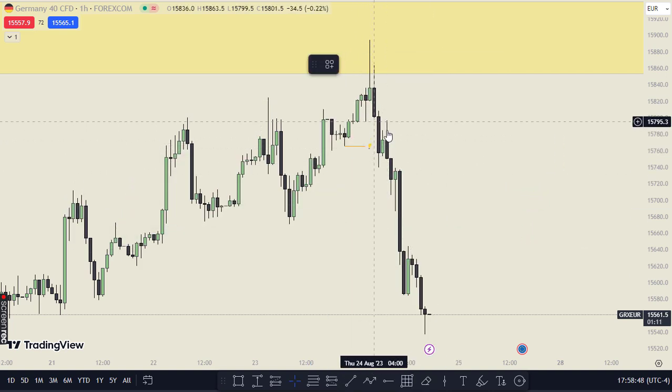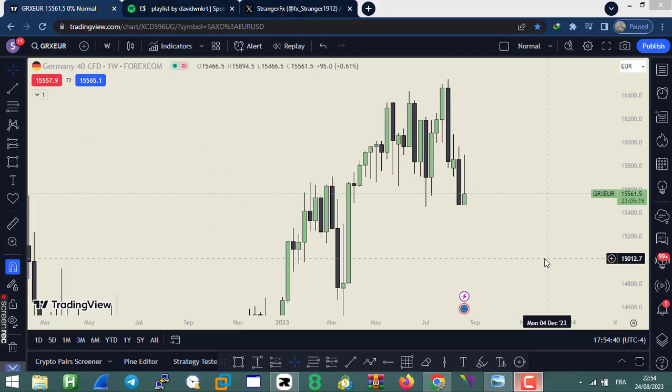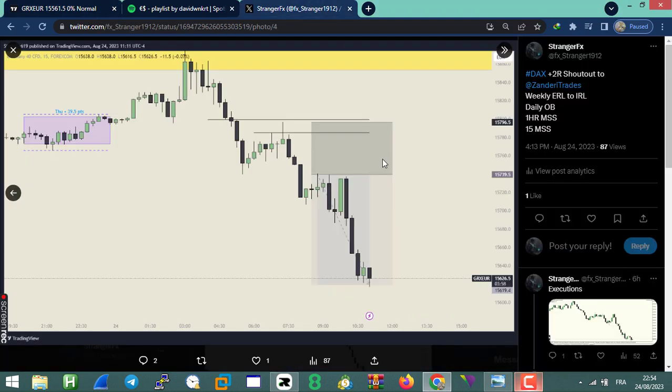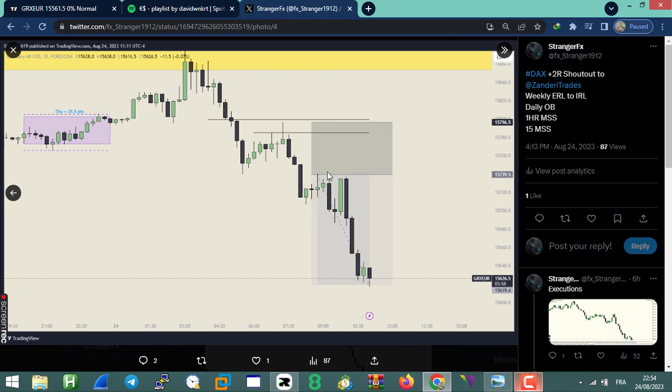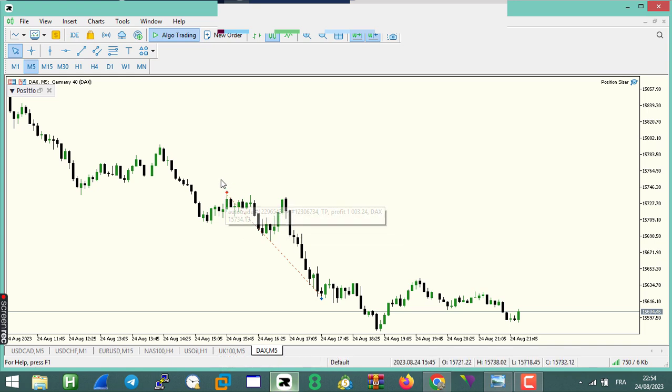And let's just get started. First things first, let's start with executions, right? So as you can see, I shared this on my Twitter account. I entered here, exited here for 2 hours. And as you can see, absolutely no drawdown, zero drawdown, straight to my TP. And here's executions. I entered here, exited here.